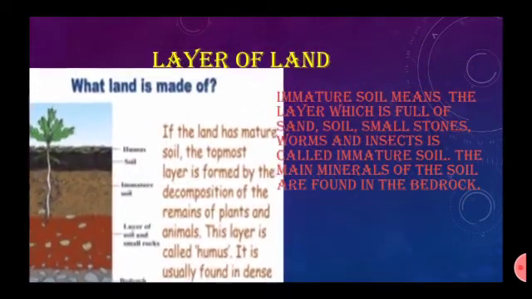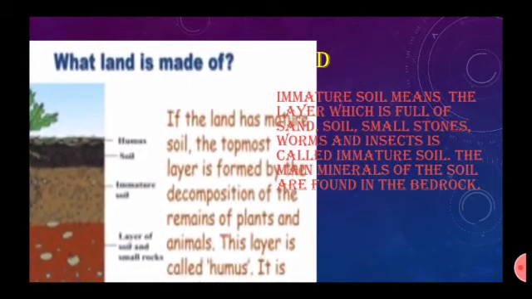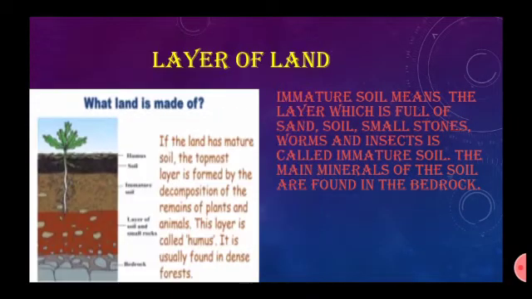Layers of land. What is land made up of? If the land has mature soil, the topmost layer is formed by the decomposition of the remains of plants and animals. This layer is called humus. It is usually found in a dense forest. The land below this is full of sand, soil, small stones, and insects. Soil and pieces of bedrock are found below this layer of land.